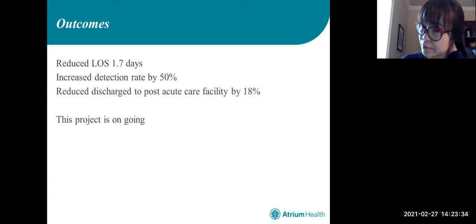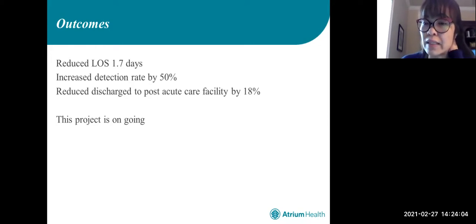So currently, I look at the 3 months of data with about 225, or 250 something, patients. I noticed that we have a reduction in length of stay of 1.7 days for a patient who has delirium compared to our baseline data in 2019. And then we also have an increase in detection rate by 50%.